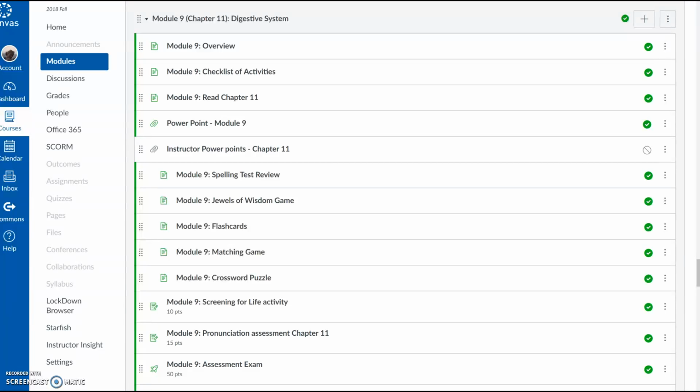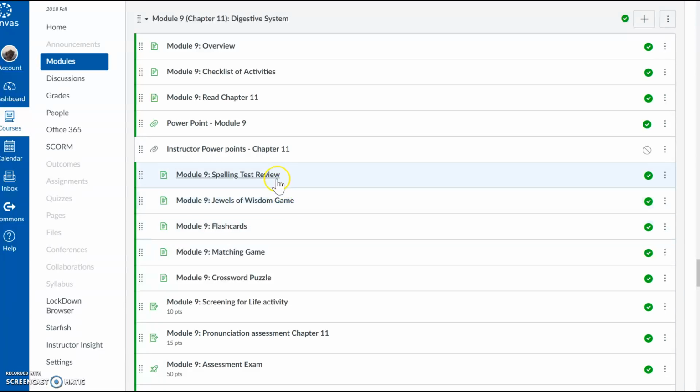So in this module, you're going to recognize and use medical terms that are all related to the digestive system. Make sure that you're reading your Chapter 11. Complete this chapter in your medical terminology book prior to continuing on with the rest of the activities. Look through your Module 9 PowerPoint. This may provide some helpful information that you might be able to use throughout the rest of the module.